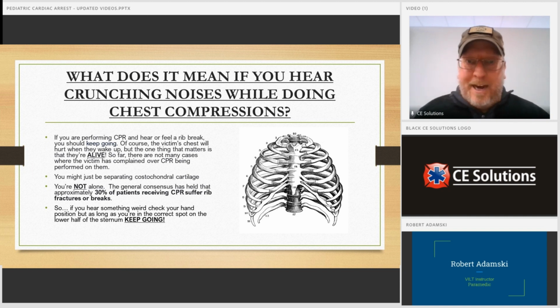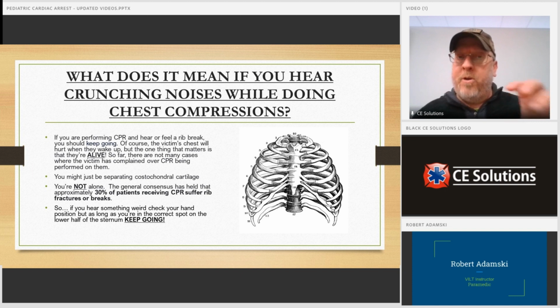So if you guys look at that diagram there on the slide, you're going to see, in addition to the ribs, all the ribs are connected to the sternum and to the spine and to each other via cartilage. All right. That's a normal anatomic structure for our patients. So realize that a lot of times that crunching noise is just cartilage separating. You're not actually breaking ribs.